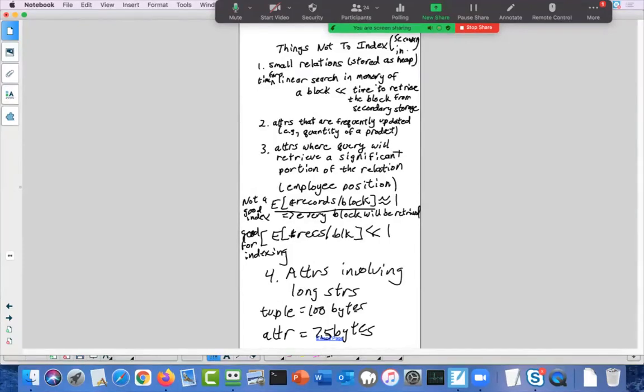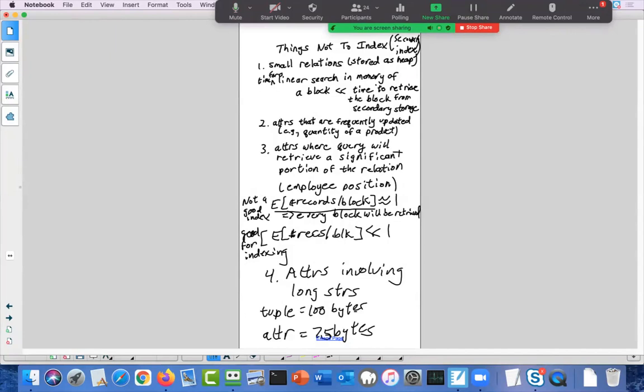So for a cluster index, what you care about is: is it a range query? Yes or no? Or are there a whole bunch of records that are likely to get clustered because I do it? Is that going to somehow benefit me?